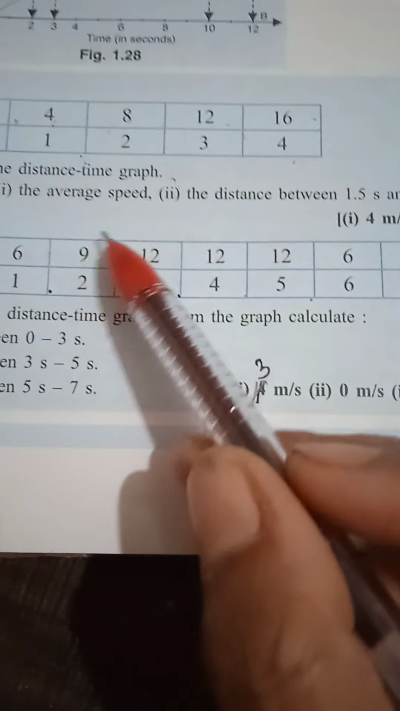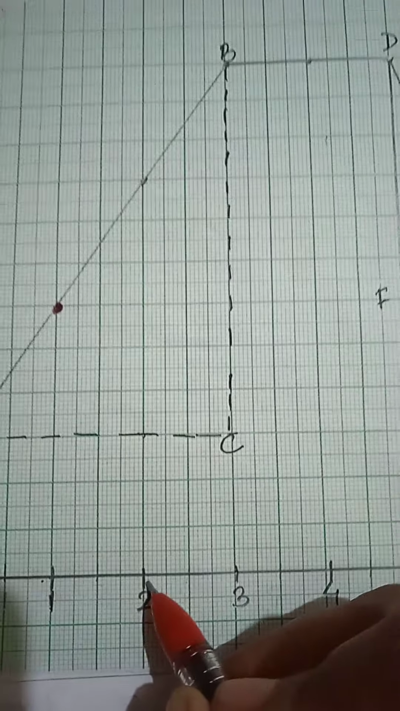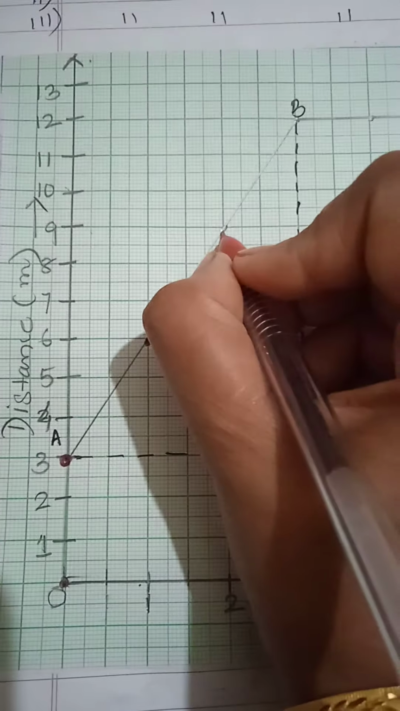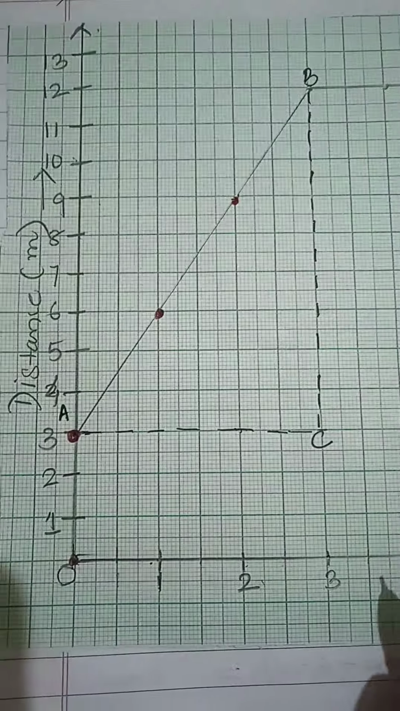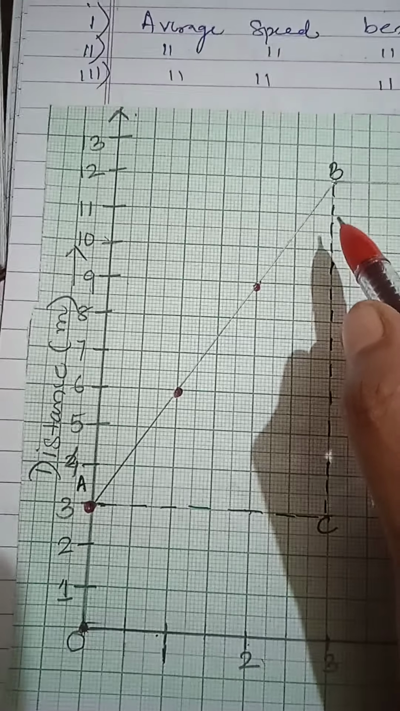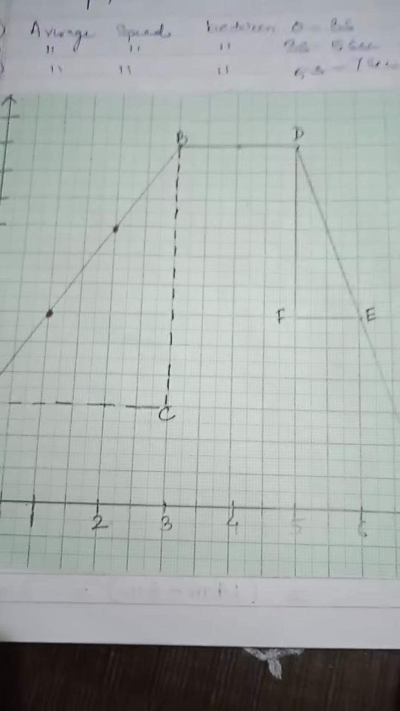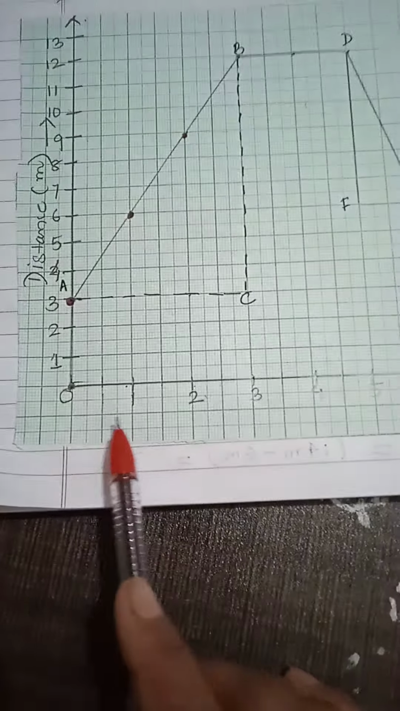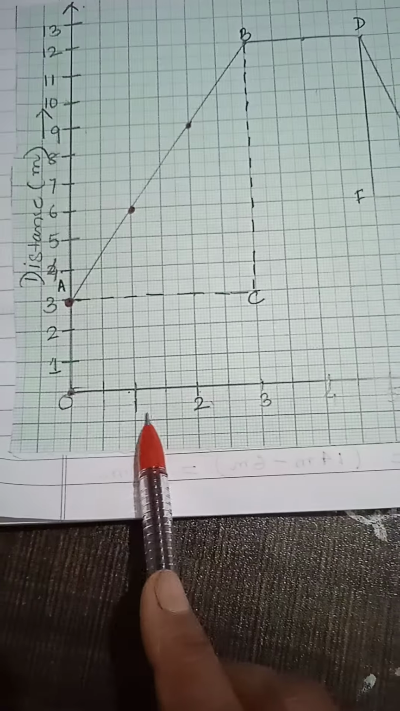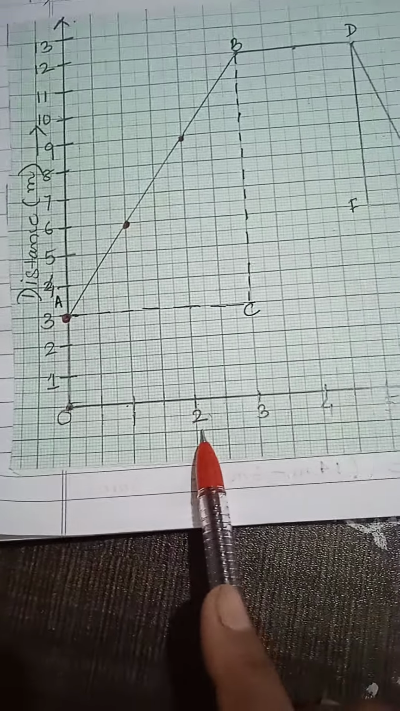Next 2, 9. So this is 2 and this one will be 9. Then 3 will be your 12. So in this way you have to plot all the points, and on x I have taken 2 big squares as 1 unit.